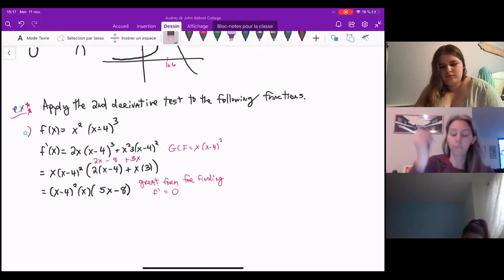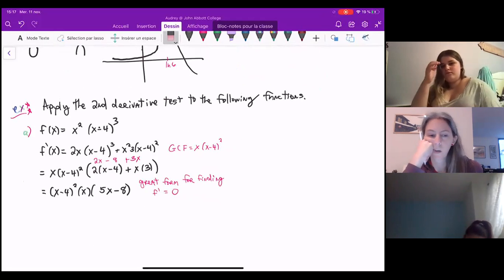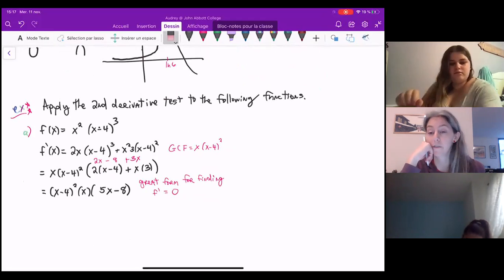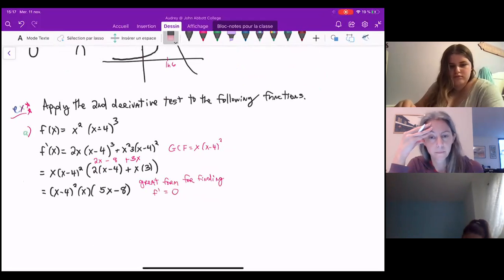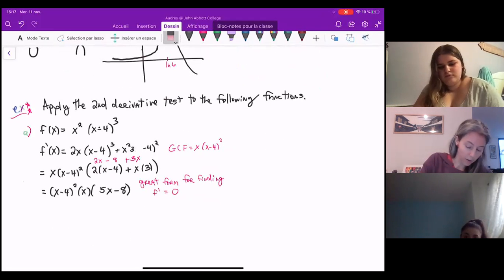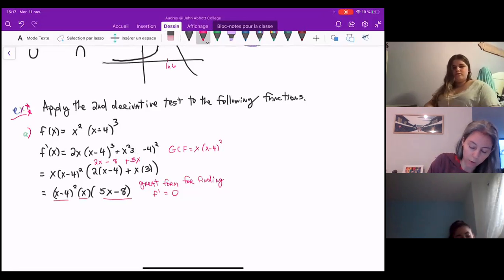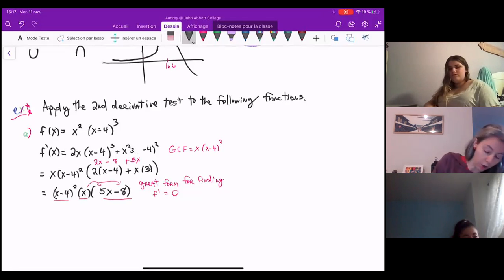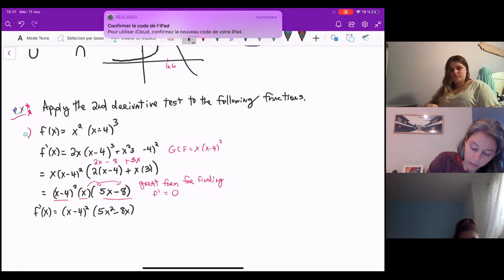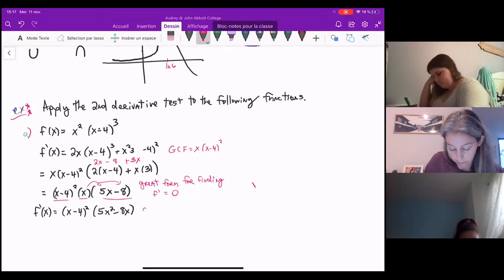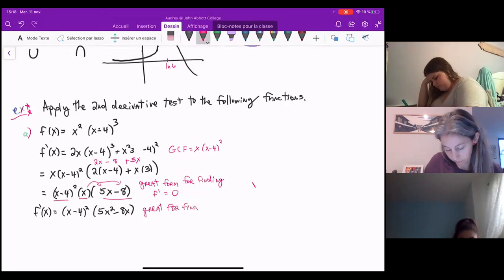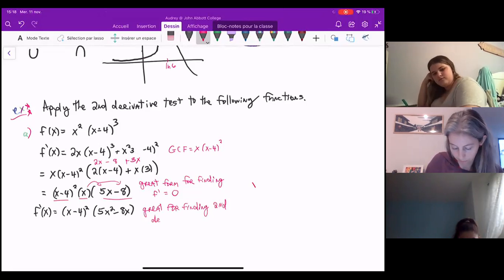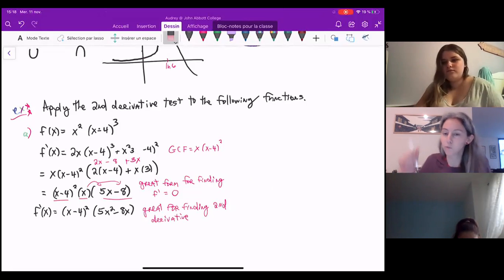Is it the best form for finding the second derivative? No. What can I do to make this a better form for finding the second derivative? Right now I've got a product rule with 3 things in there, and that's definitely not good. You got it, Yasmina. So I want to distribute the x to the inside, and that's going to give me a good first derivative for finding the second derivative. So this is a good form for finding the second derivative. Because remember, we said less product rule, more power rule.